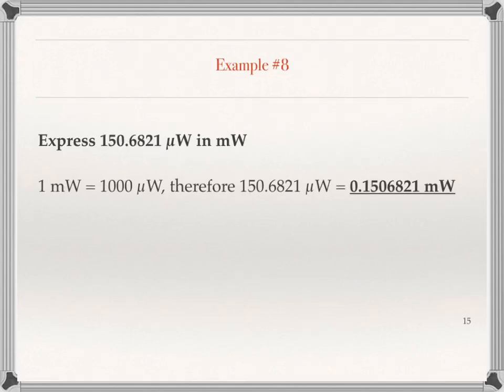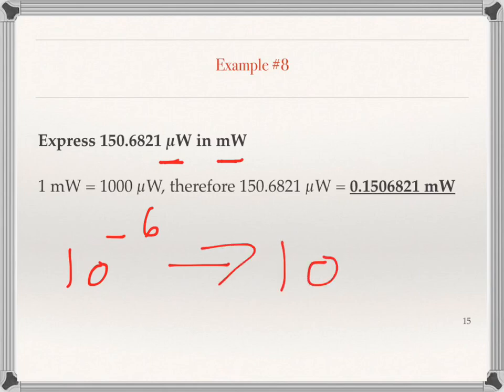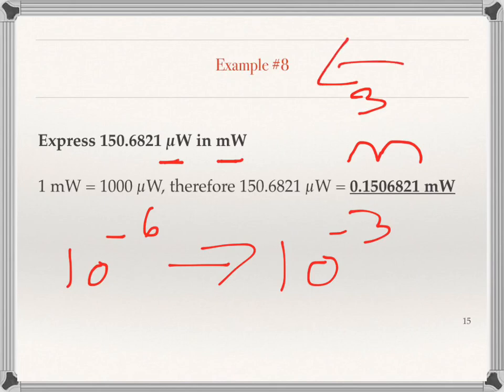Example 8, we're going from micro to milli. Micro is 10 to the minus 6. Milli is 10 to the minus 3. So therefore we're going from a small unit to a larger unit. Move the decimal 3 places that way to do the conversion.